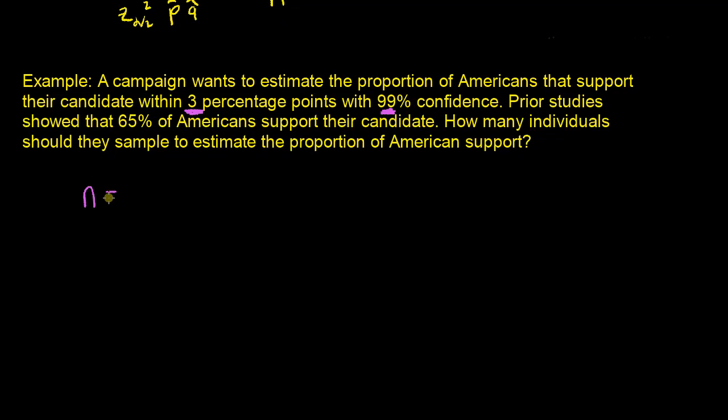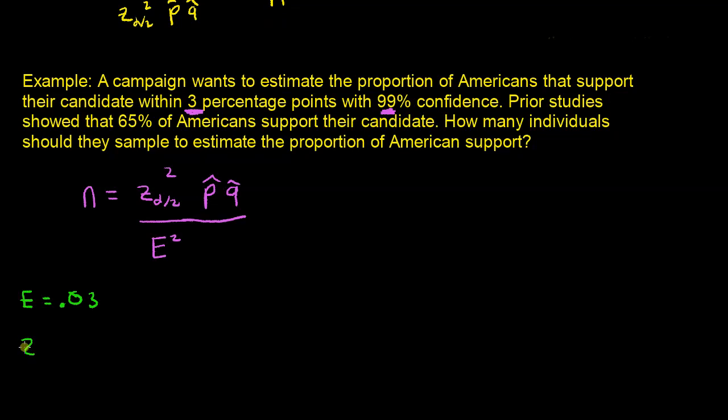So let's go ahead and write down the equation. n equals z alpha divided by 2 squared p hat q hat divided by e squared. In this question, they told us that the margin of error should be 0.03. They want to be within 3 percentage points, so that's within 0.03 in terms of a proportion.